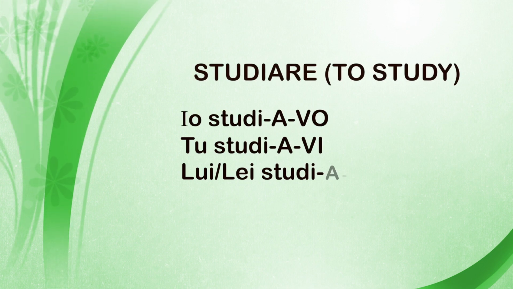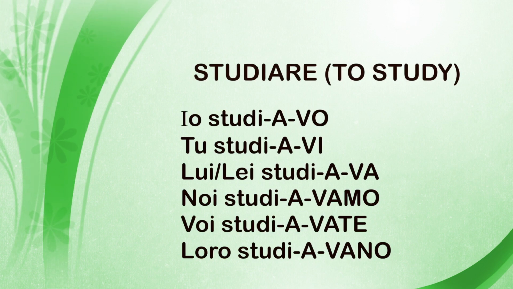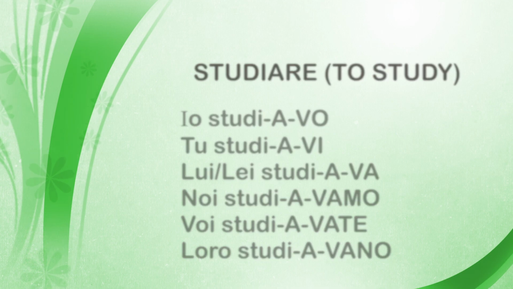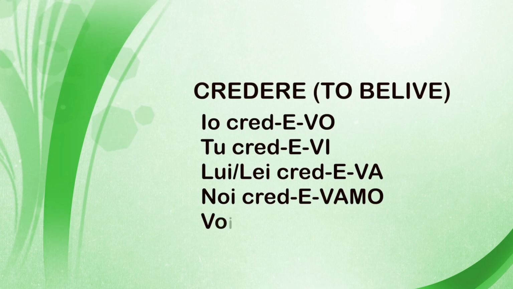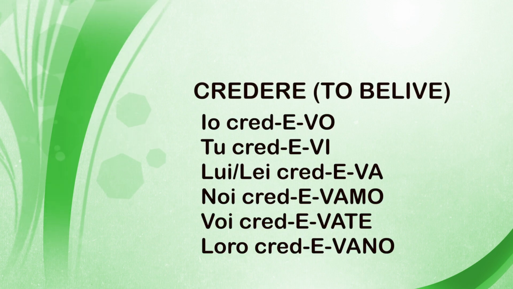The endings to make the imperfetto of the verb are io studiavo, tu studiavi, lui, lei studiava, noi studiavamo, voi studiavate, loro studiavano. Let's see the verbs that finish with ere. So they belong to the second type of conjugation. For example, we take the verb credere, to believe. Io credevo, tu credevi, lui, lei credeva, noi credevamo, voi credevate, loro credevano.